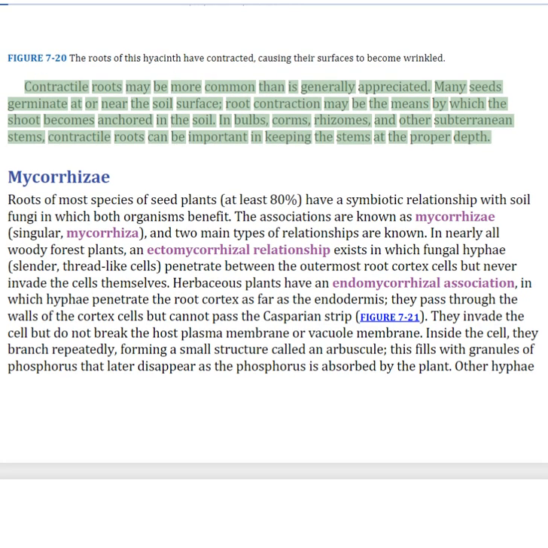Contractile roots may be more common than is generally appreciated. Many seeds germinate at or near the soil surface. Root contraction may be the means by which the shoot becomes anchored in the soil. In bulbs, corms, rhizomes, and other subterranean stems, contractile roots can be important in keeping the stems at the proper depth.